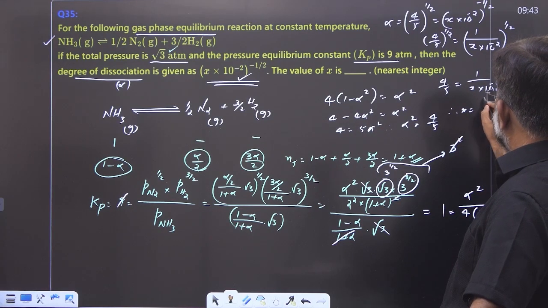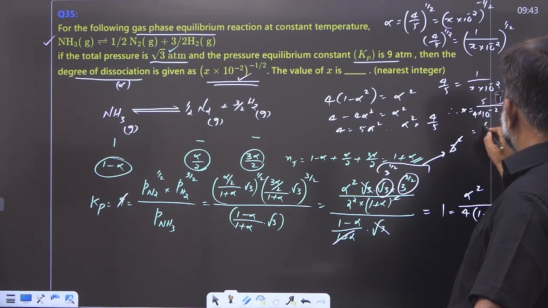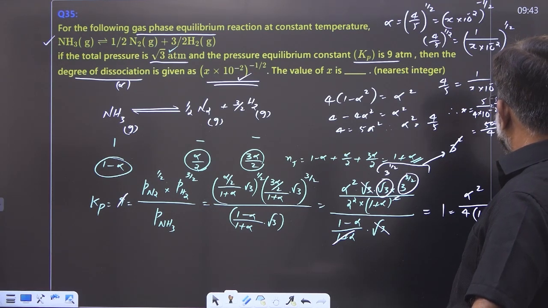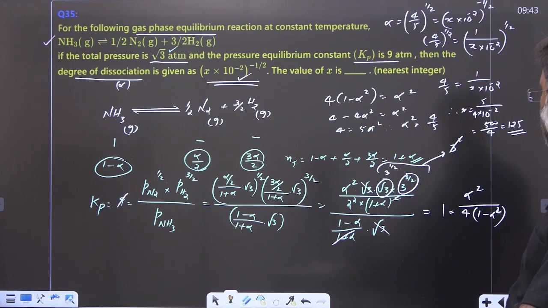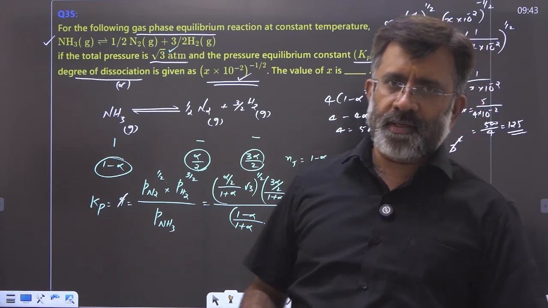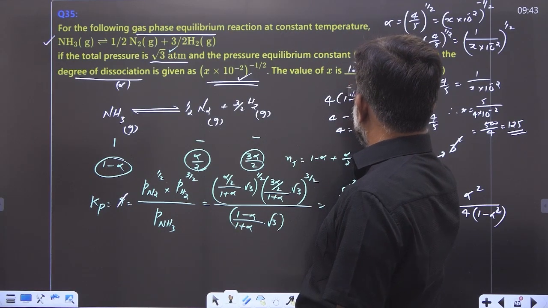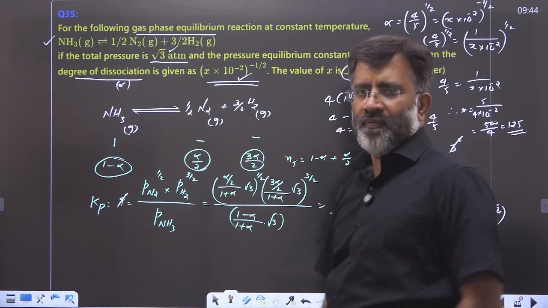Therefore, x equal to 5 by 10 power minus 2 into 4 എന്ന് വരും. അപ്പോൾ 10 power minus 2 മുകളിലേക്ക് പോയാൽ 500 by 4 എന്ന് വരും. 125 എന്ന ആൻസർ കിട്ടും. x equal to 125 എന്ന ആൻസർ കിട്ടും. That is the final answer. 125. That is the final figure.